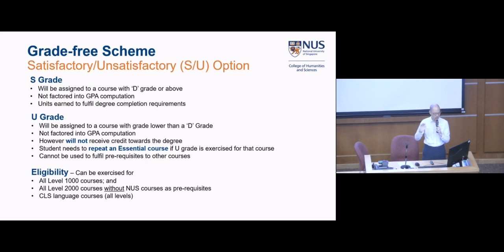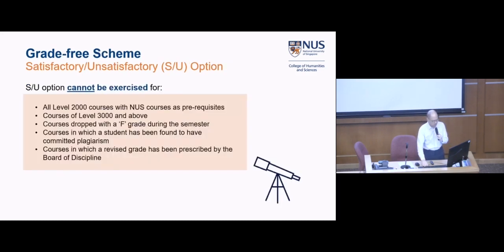And you cannot exercise this for any course you take, but there are several courses it applies to, right? So all level 1,000 courses and all 2,000 level courses which do not have any prerequisite, right? And all CLS language courses. So if you take a language course from the Center for Language Studies, then it applies for all levels of courses, right? So this also means that there are certain courses you cannot apply the SU option for. So again, the reverse is all 2,000 level courses which have a prerequisite, and all courses of 3,000 level and above, right?